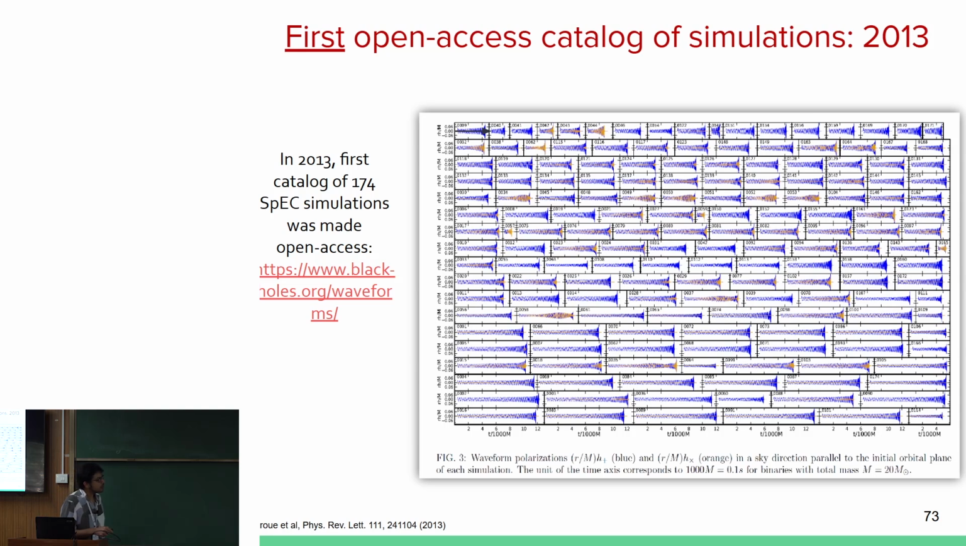Okay, so the first open access catalog of simulations, which had around 174 simulations, was released in 2013, so around 12 years ago. And I believe these are all the waveforms that were part of this catalog. Blue and orange are the plus and cross polarizations that were extracted from them. You can see some simulations are longer, some are much shorter. Typically, shorter ones are older, longer ones are more recent.